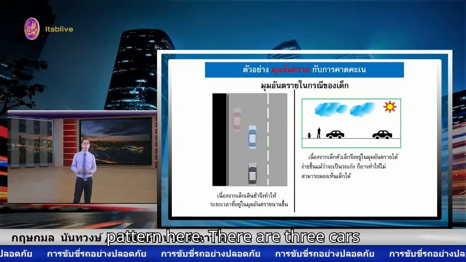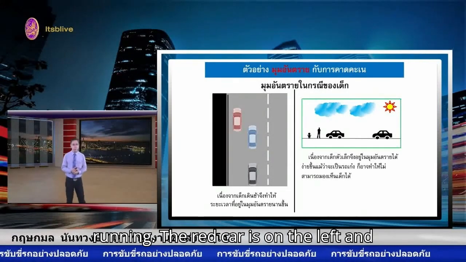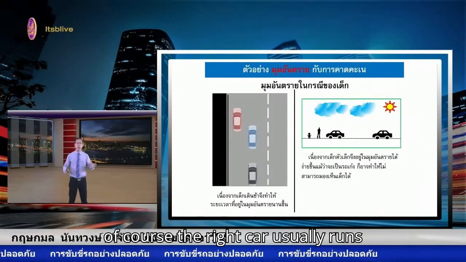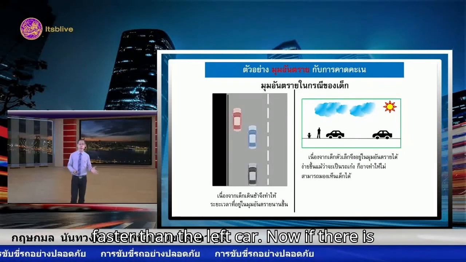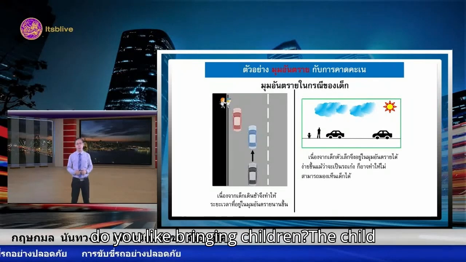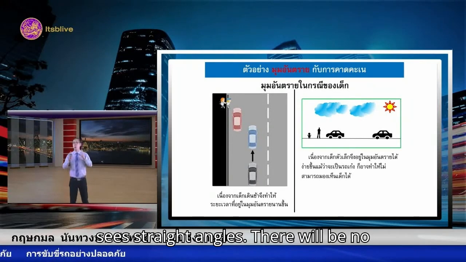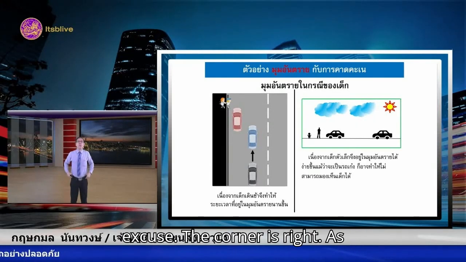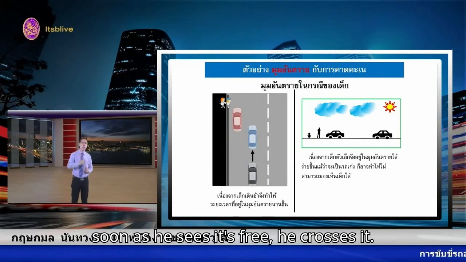Let's look at the pattern here. There are 3 cars running. The red car is on the left, and of course the right car usually runs faster than the left car. Now, if there is a child running across the road here, the child sees straight angles. There will be no excuse. The corner is right. As soon as he sees it's free, he crosses it.